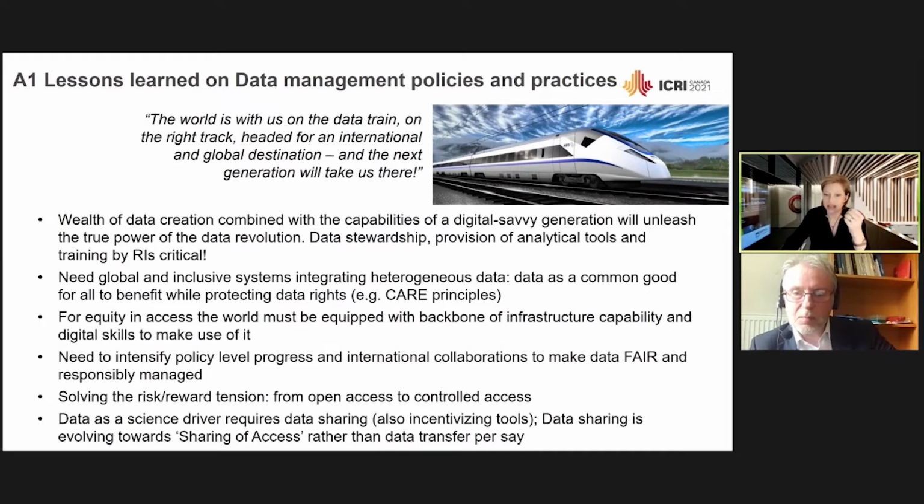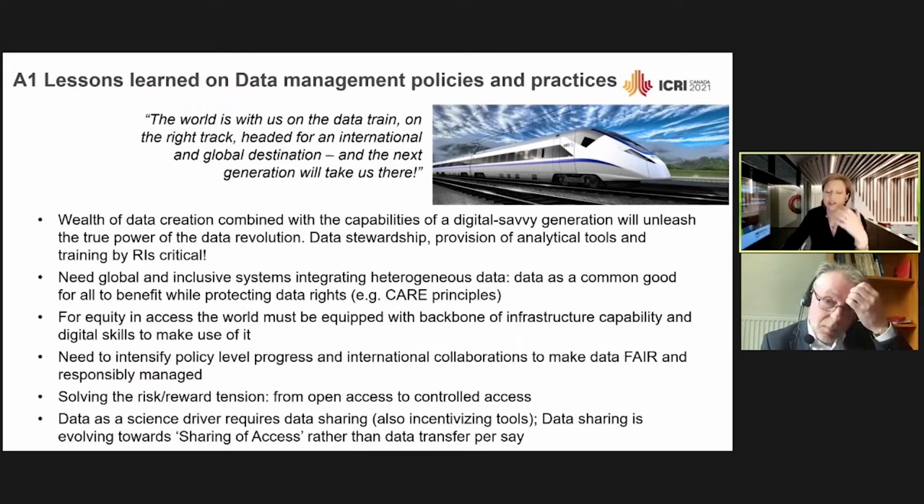So, issues that were discussed: equity and inclusiveness, of course, is very important. Discussing barriers to availability of data to emerging nations to exploit the wealth of that data. Many countries do not have the basic infrastructure and data connection. Secondly, you need digital training. So you need investment in those capabilities. Making data fair, findable, accessible, interoperable, and reusable and across borders.